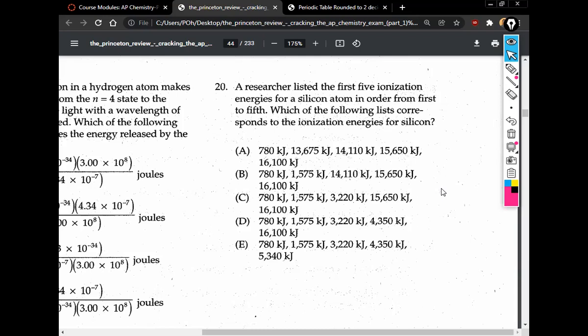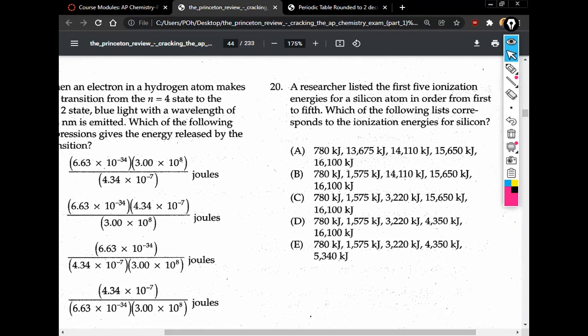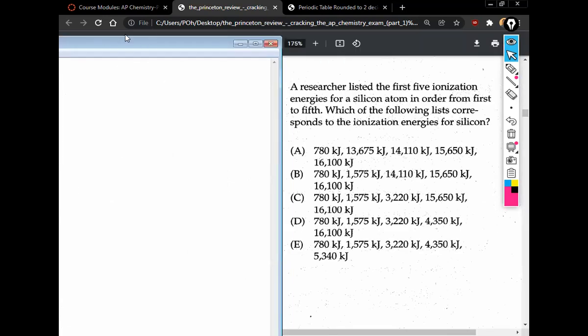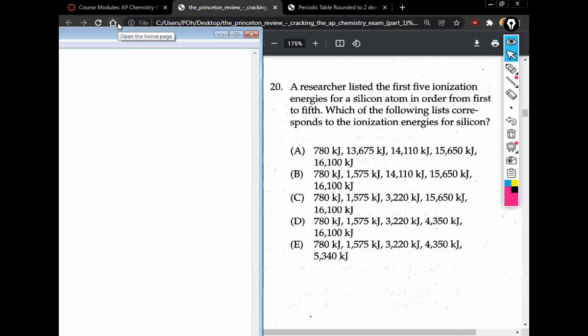All right, so process of elimination is probably the best way to do this one. All right, 30 more seconds, guys. I know this one's kind of hard to read just because there's so many numbers close to each other.